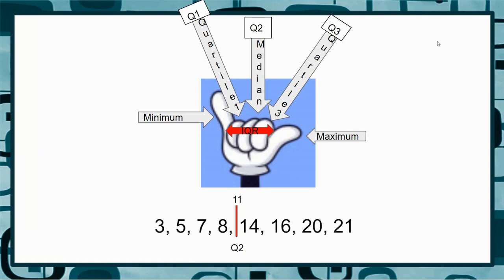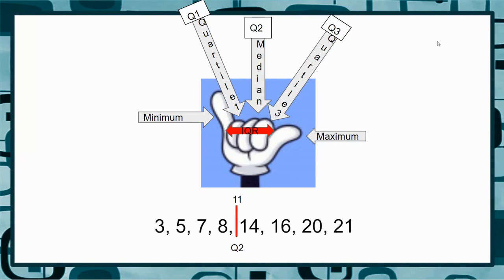Or you may add 8 plus 14 to get 22, and 22 divided by 2 is 11. So you can also find the mean of the two middle values. So our median in this data set is 11. Notice 11 does not appear listed in our data set.